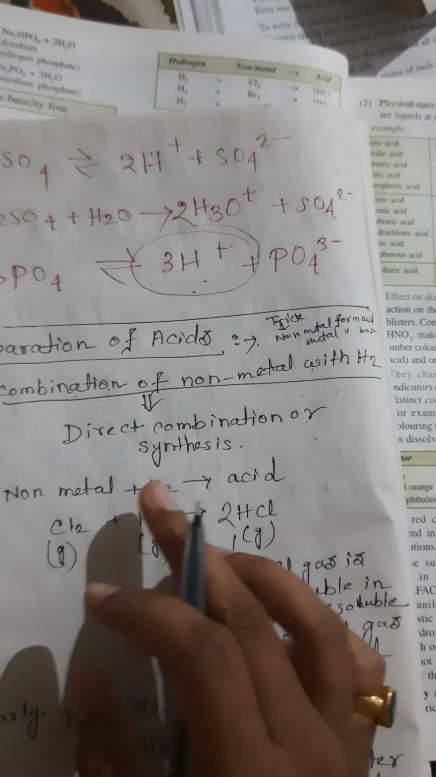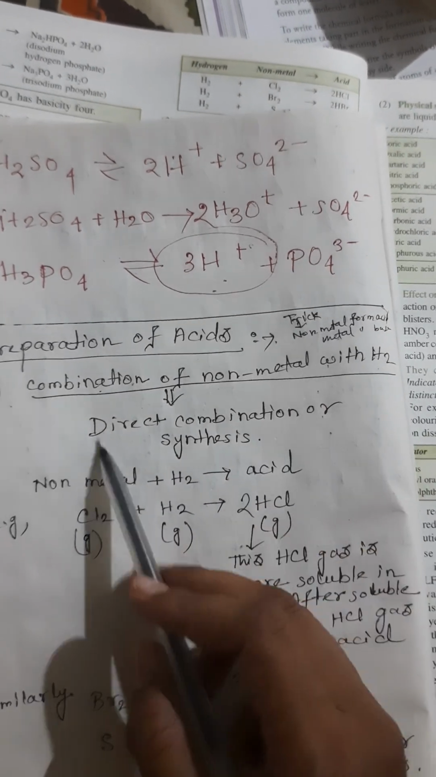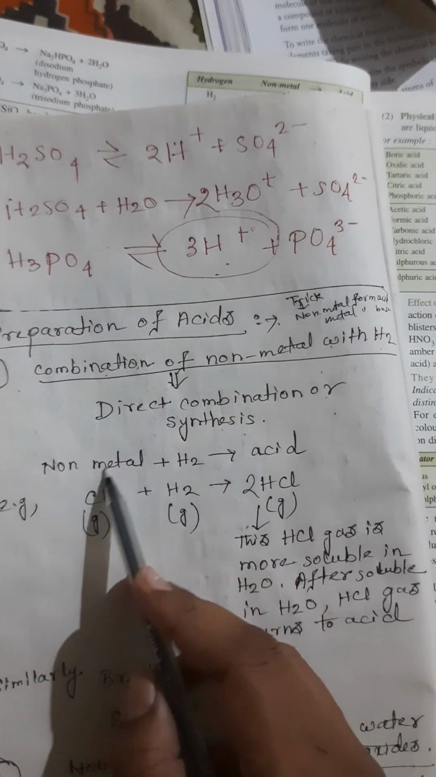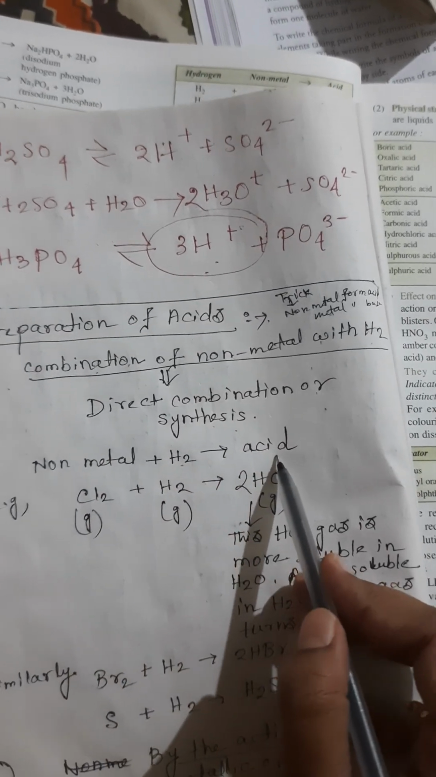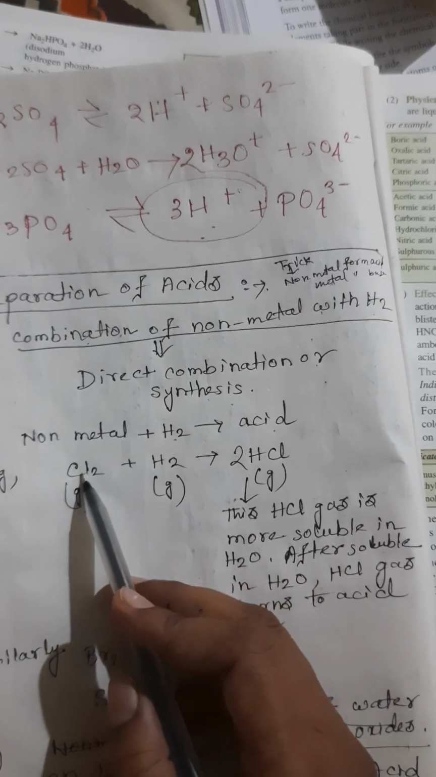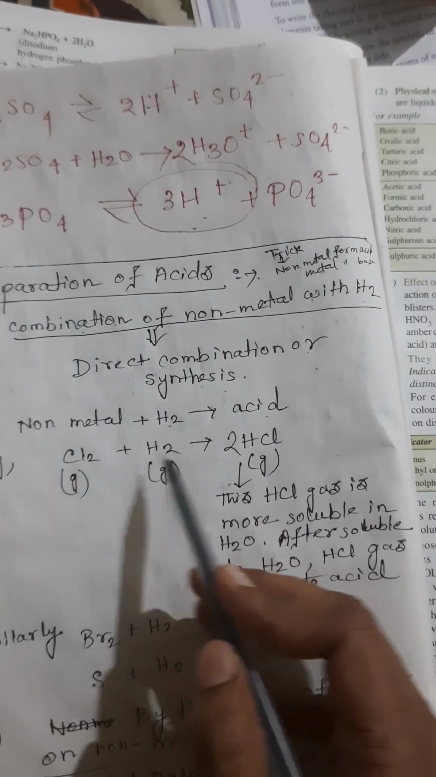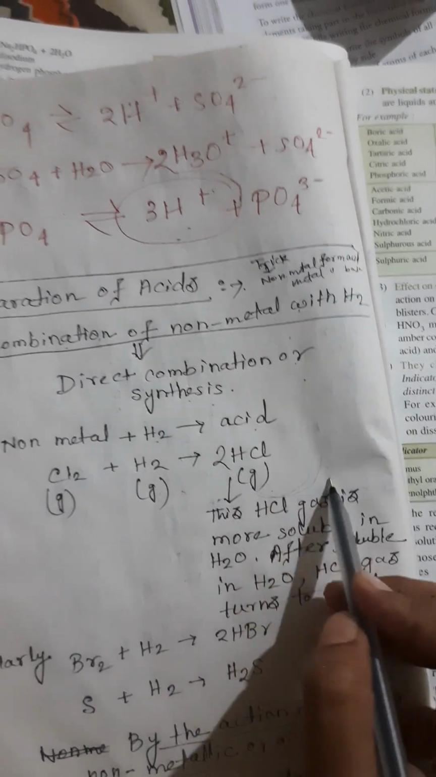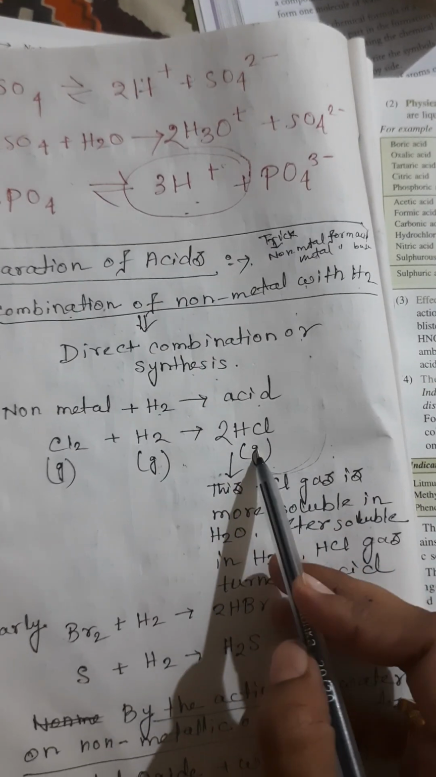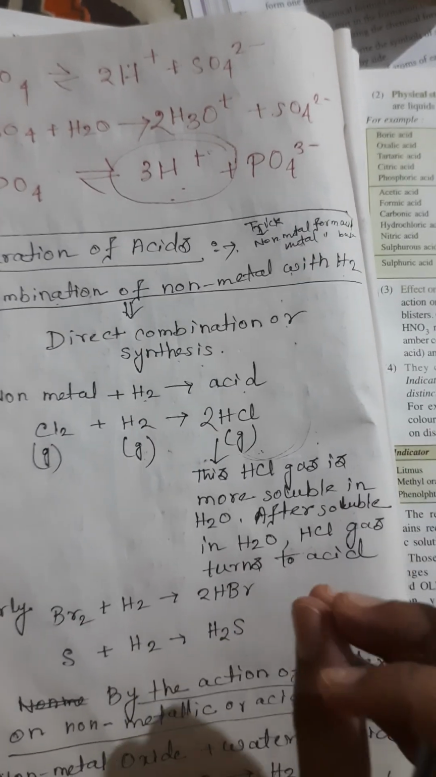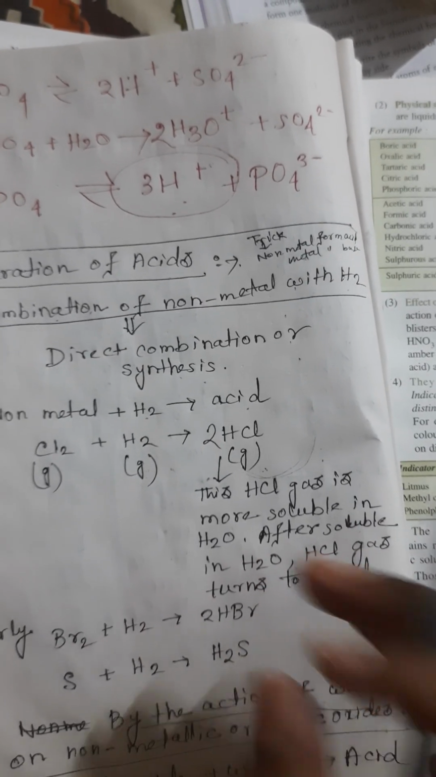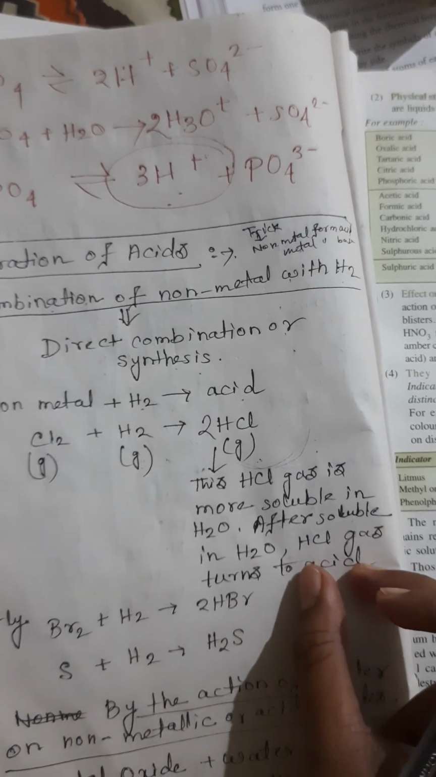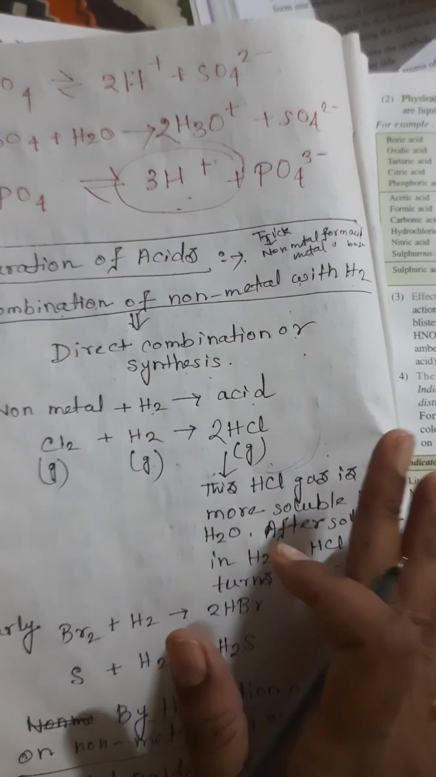The first process is combination of non-metal with hydrogen. Another name is direct combination, or synthesis. This is the general reaction: when a non-metal reacts with hydrogen, we get an acid. For example, chlorine is a non-metal, a halogen. When chlorine reacts with hydrogen, both in gaseous form, we get HCl gas. HCl is very soluble in water, and after dissolving in water, HCl gas turns to acid. Then we get hydrochloric acid.